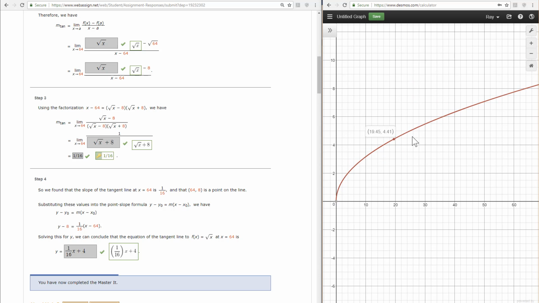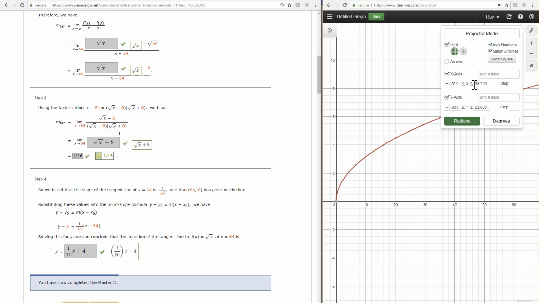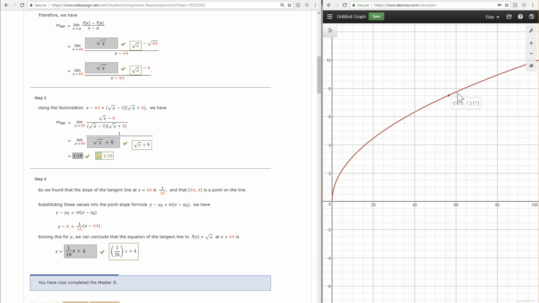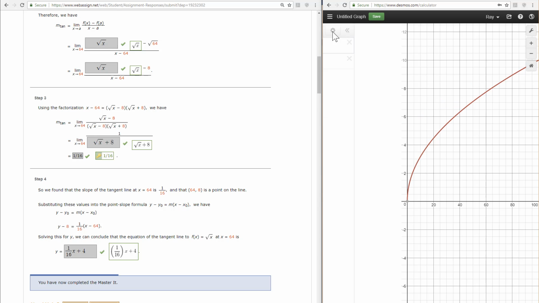And if I'm graphing this, I want to go to 64. There he goes. (64, 8) is on our graph. Okay, so maybe I'll extend the x-axis to go a little bit farther. Instead of just going to 70, let's go all the way up to 100. All right, so at this point (64, 8), we want a line through that. So let's put in our equation of the line, y equals 1 divided by 16 times x, and then plus 4.